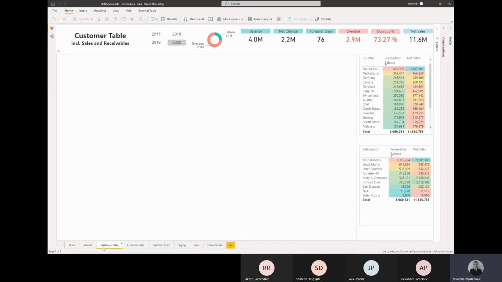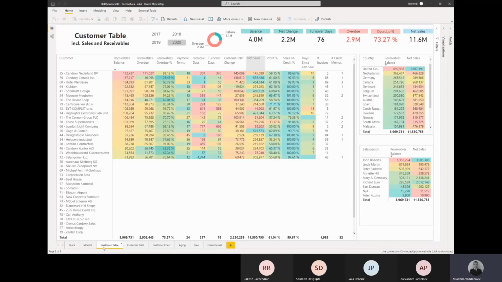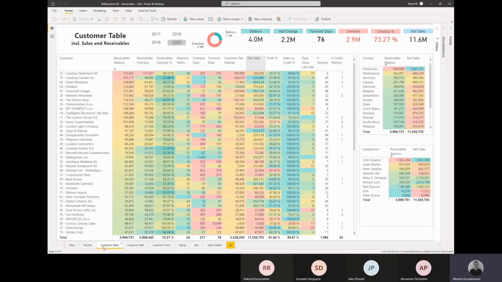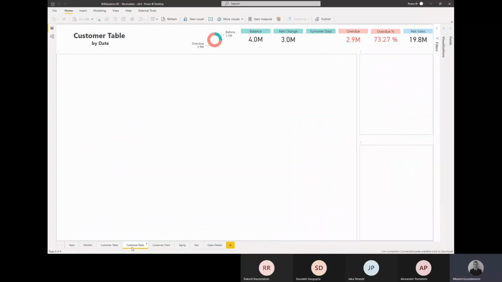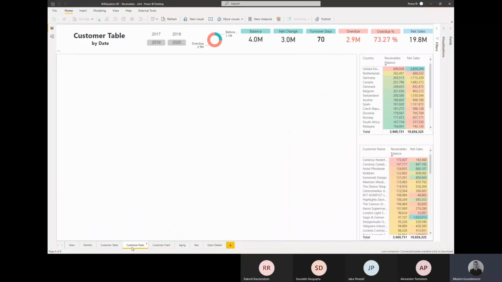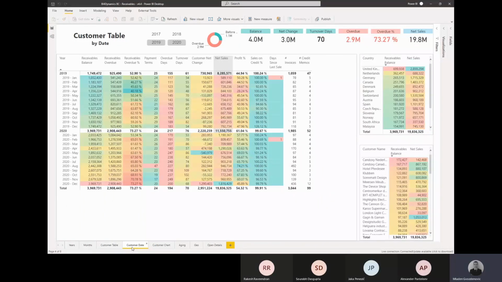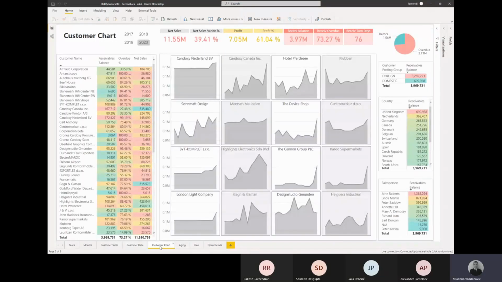The customer table is actually pretty much the same or similar, just sorting the columns, as the customer table that we have in the sales module. Our focus now is receivables, with sales information also here. Customer by date. Now the focus is the development of our receivables and receivables overdue. And the customer chart, the same as we have seen in the sales.